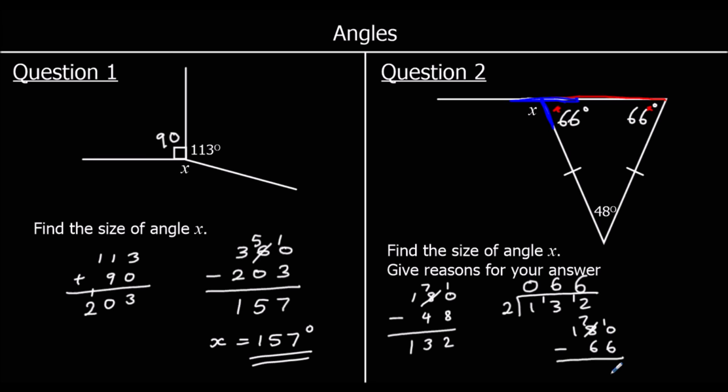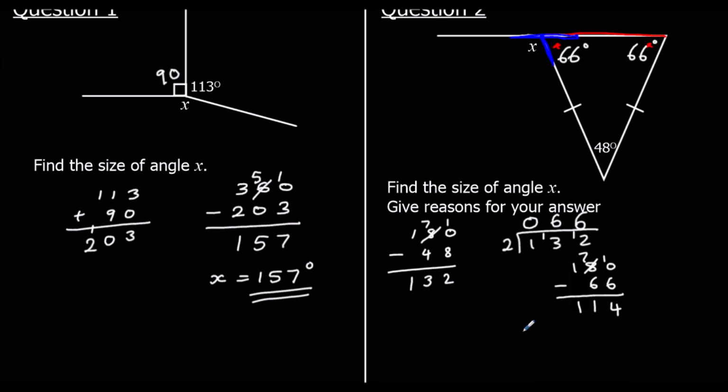10 take away 6 is 4. 7 take away 6 is 1. And 1 take away nothing is 1. So x is 114 degrees. Our missing angle, 114 degrees.